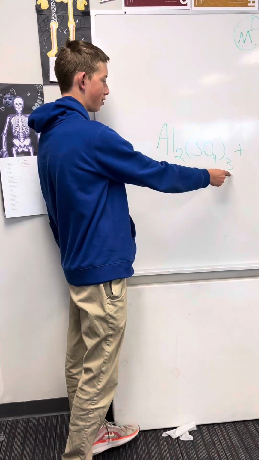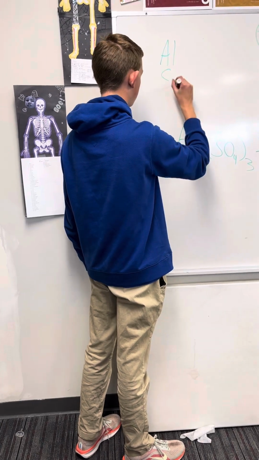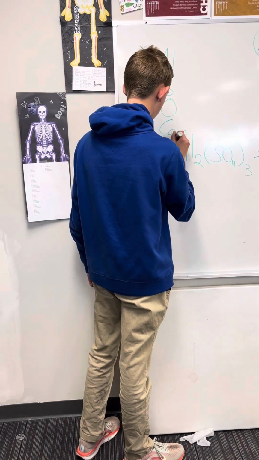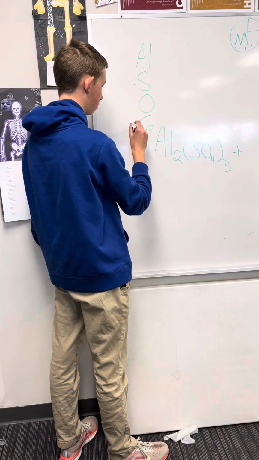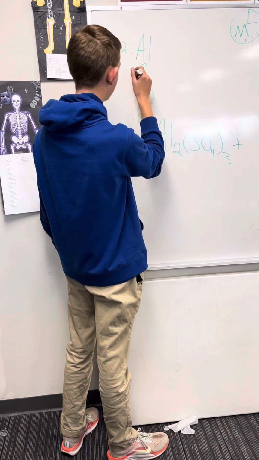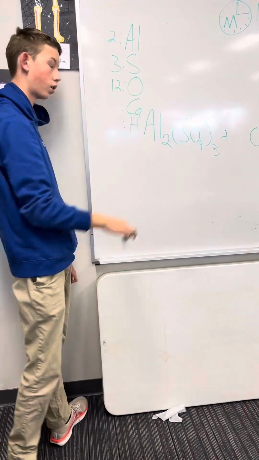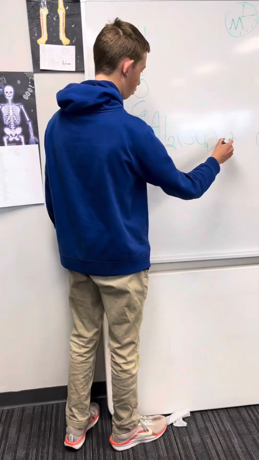So any number outside the parentheses affects everything inside. So we have aluminum on this side, sodium, oxygen, calcium, and hydrogen. You write the numbers on this side. Why is this a 3 and this is 12? Because you multiply it. Good job. This 3 affects all of these.